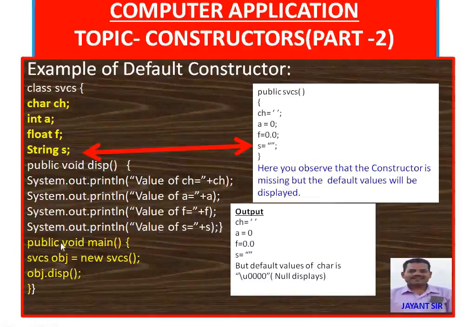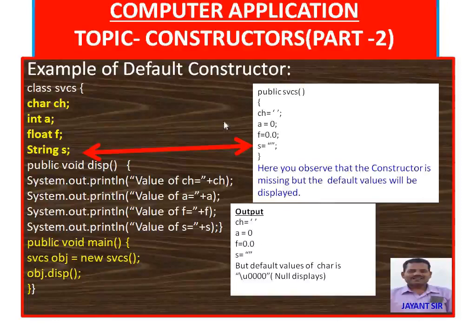Execution: how the default constructor will be executed. Public static void main function, open curly bracket, SBCS obj equal to new SBCS. That means the object is created, but no constructor is available here. Then obj dot display function is called. So this program is not at all wrong. This program is completely right. It is a default constructor.